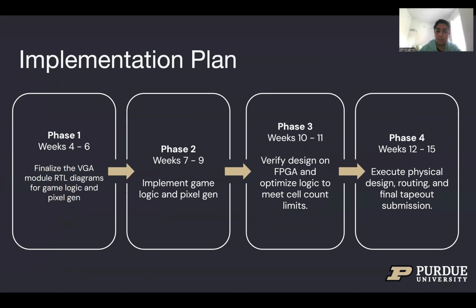We have broken this semester into 4 clear phases. Phase 1 is where we finalize the VGA module and RTL diagrams for game logic and pixel generation. Phase 2 is where we implement game logic and pixel generation. Phase 3 is where we verify the design on FPGA and optimize logic to meet the cell count limits. Phase 4 is where we execute design, routing, and final tape-out.